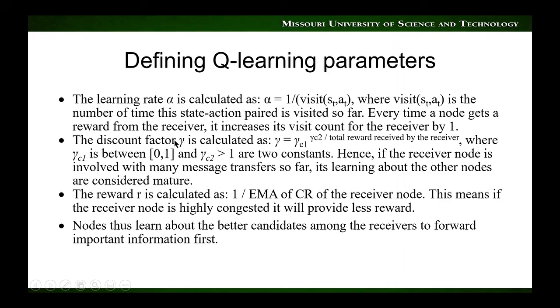Then the next parameter is the discount factor, which is calculated as this. It is related to the total reward received by the receiver. That means if a receiver node is involved with many message transfers so far, its learning about the other nodes is considered mature. Then the reward, which I already described, is 1 by the EMA of congestion ratio. So nodes thus learn about the better candidates among the receivers to forward information to first.